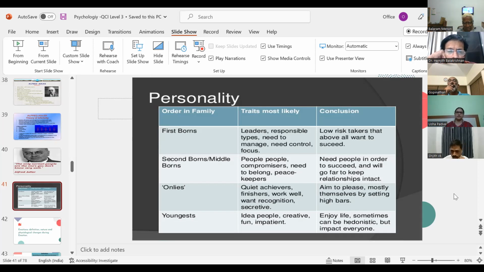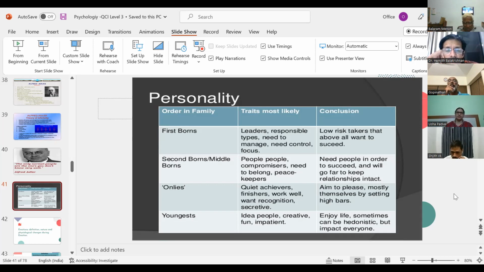The third one, quiet achievers, finish work well, want recognition, are secretive, and aim to please mostly themselves by setting high bars. The youngest ones are idea people, creative, fun, impatient. They enjoy life and sometimes can be hedonistic. Hedonistic means totally looking at happiness, but it impacts everyone.